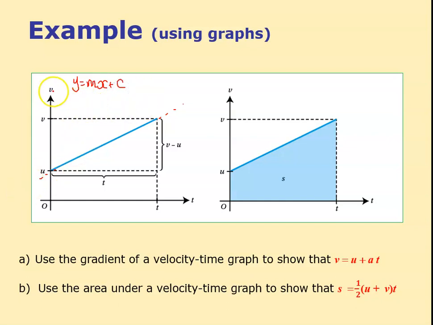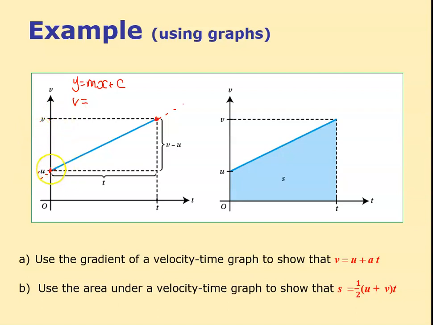Well, what is my y? My y is my v. You can see it doesn't say a y-axis, it says v-axis. V equals, what's my gradient? Well, you can see it's found these 2 points here. It says after t seconds, the speed has gone from u up to v. I see this is the initial velocity, this is the final velocity, what they've talked about before.